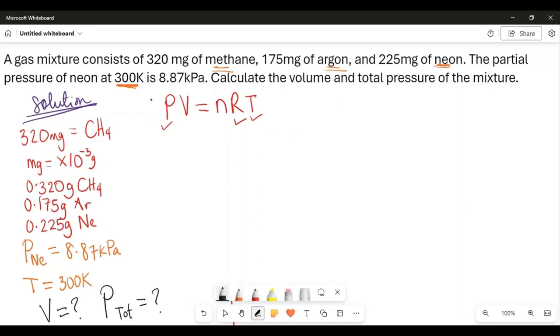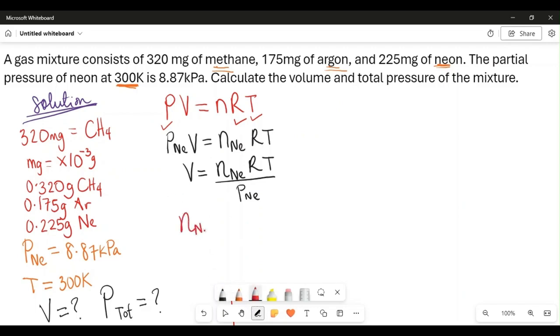So the pressure of neon times the volume equals the number of moles of neon times R times T. To find the volume, we write this in terms of volume: the number of moles of neon times R times T divided by the pressure of neon. We already know we have 0.225 grams of neon. In basic chemistry, we know that the number of moles of a gas, or of anything, an element, an atom, is always going to be the mass over the molar mass.